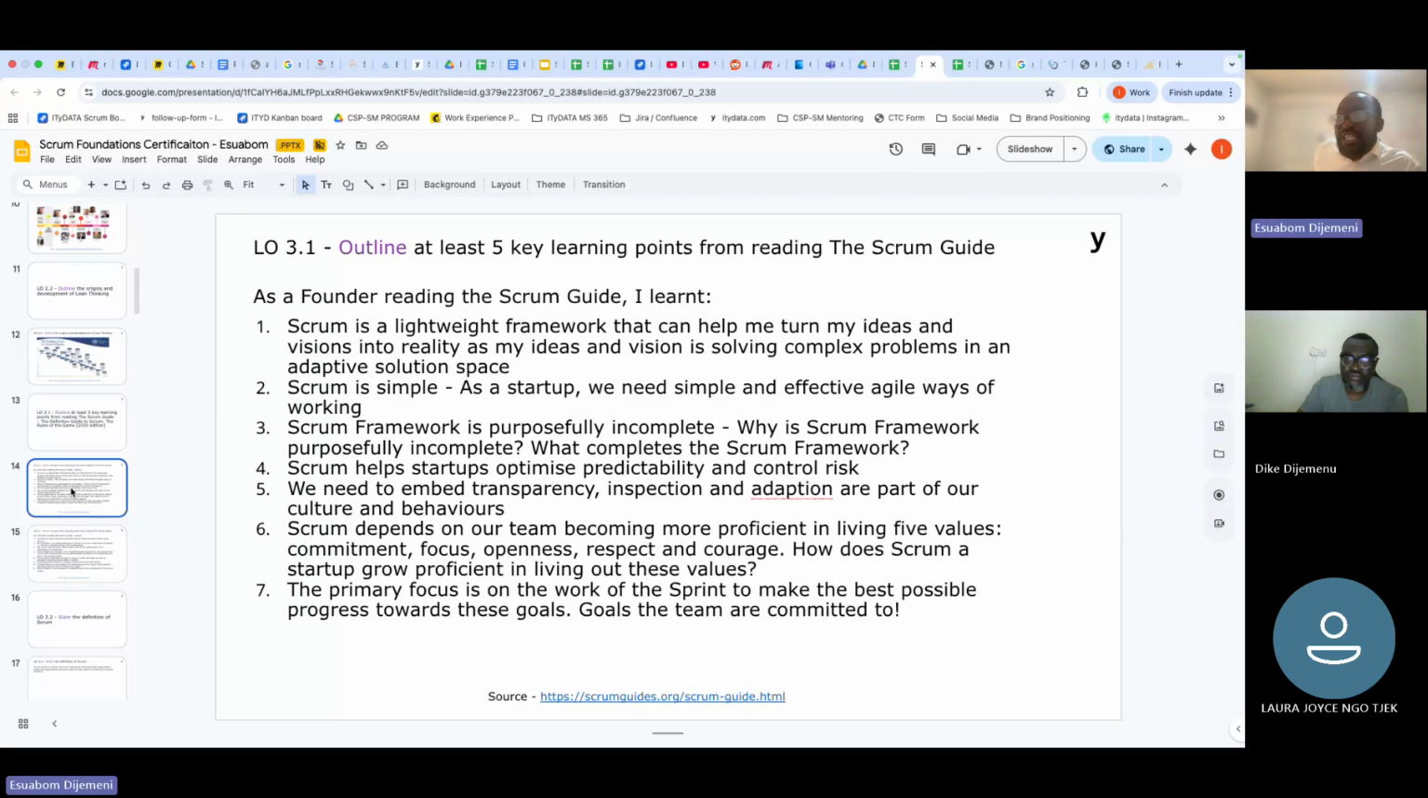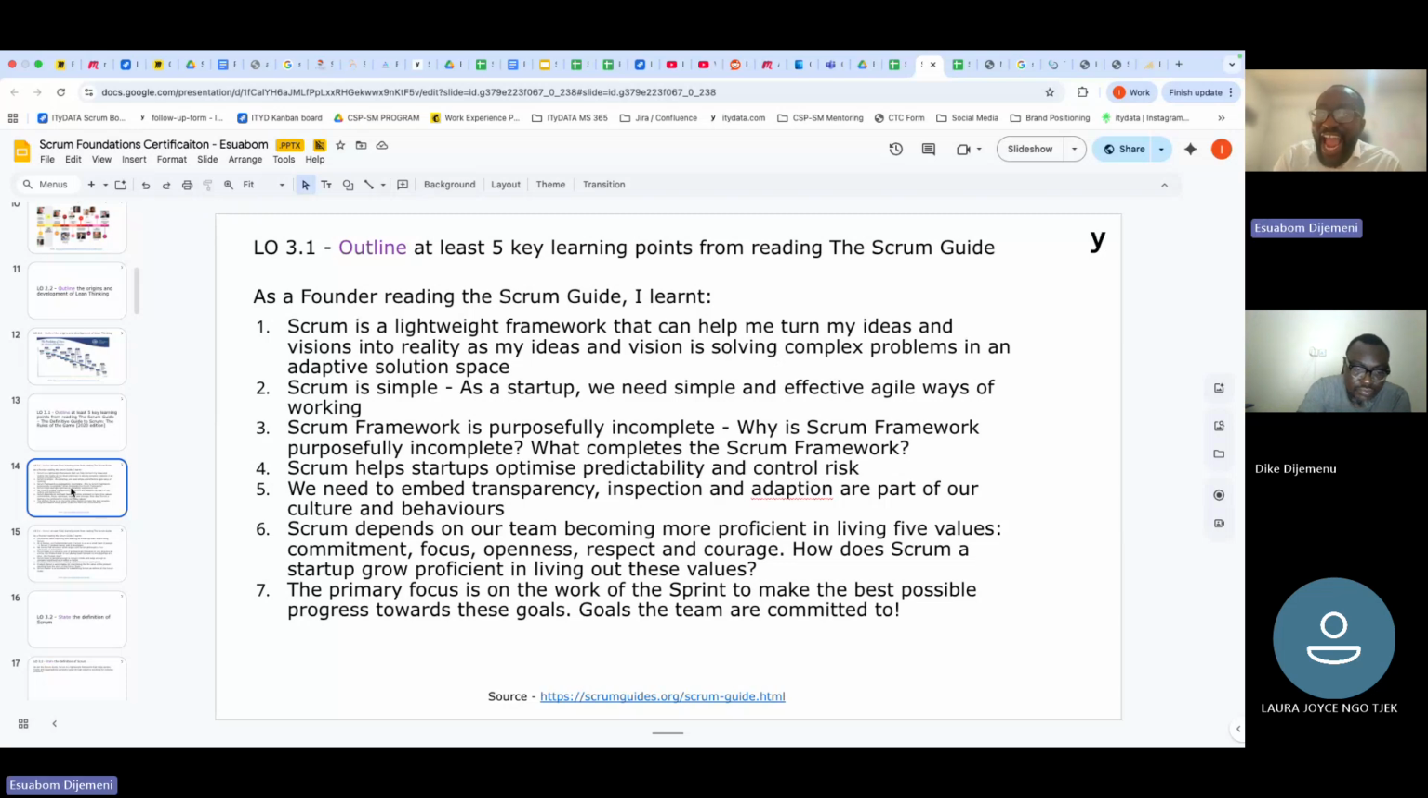Now, a simple one for this group that you can relate with. Trying to get people to learn Scrum is actually not a simple problem. It's a complex problem. People behave differently. We're expecting 10 people to join our call today. We're only 3. We have to adapt to the situation. So I learned that Scrum is simple. Again, as a founder, as a startup, we need something simple.